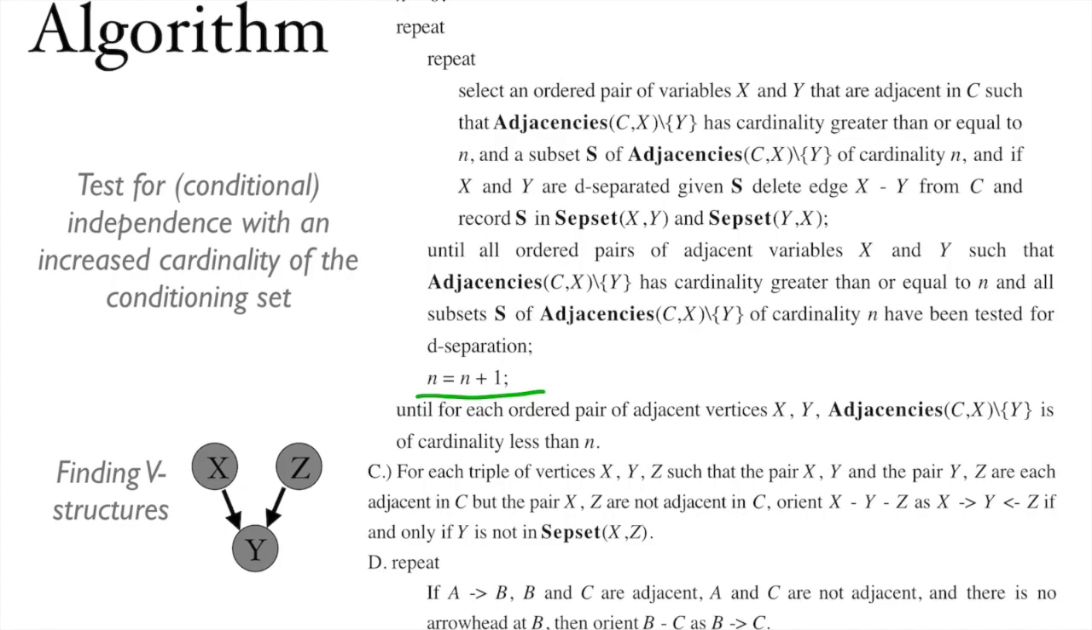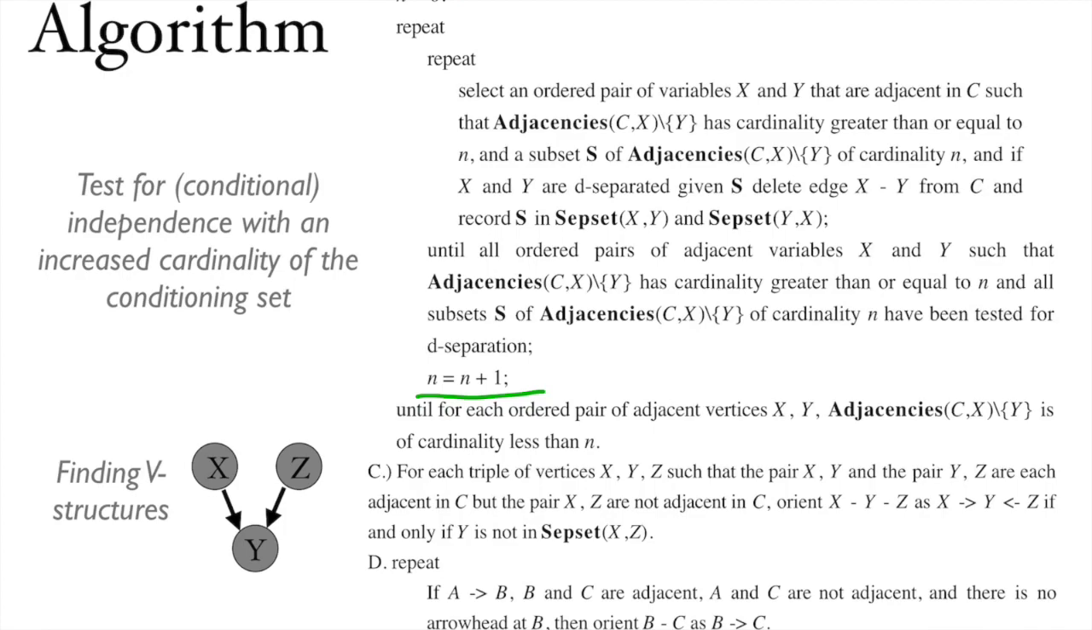If X and Y are conditionally independent given something, meaning they are d-separated, then they must be conditionally independent given either a subset of the parents of X, or a subset of all variables that are adjacent to X, or a subset of all variables that are adjacent to Y. That's enough. You don't need to consider every possible combination of the other variables.